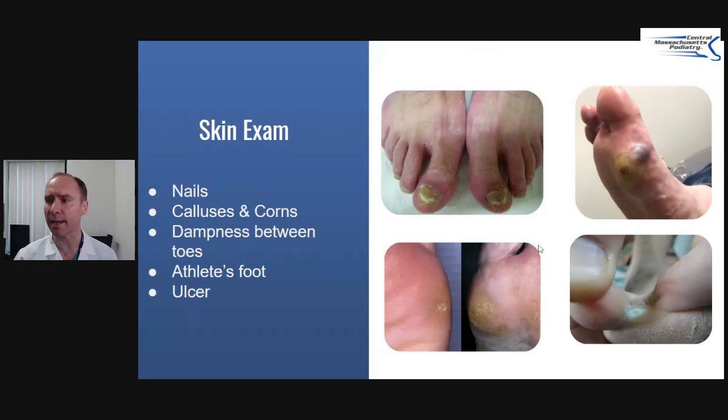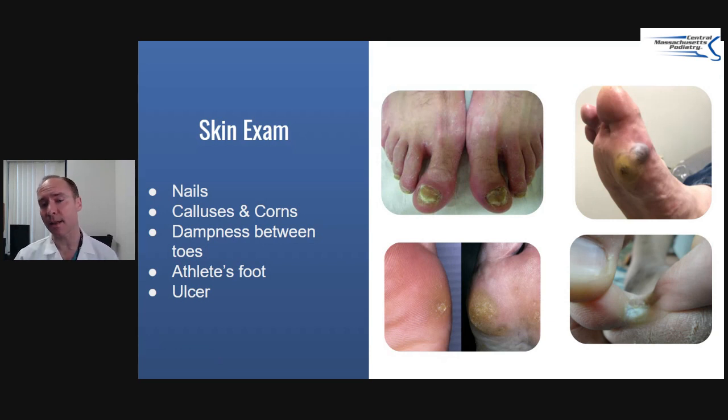Another thing that you want to look at here is the skin exam. Are there any problems with the nails? Is there any nail fungus? Are there any calluses? Are there any corns? The big problem with calluses and corns is that a callus and corn pretty much always precedes an ulcer. So the same place that this patient developed an ulcer is the same place that there was a callus before. Also looking for dampness between the toes. That's something that's a concern.